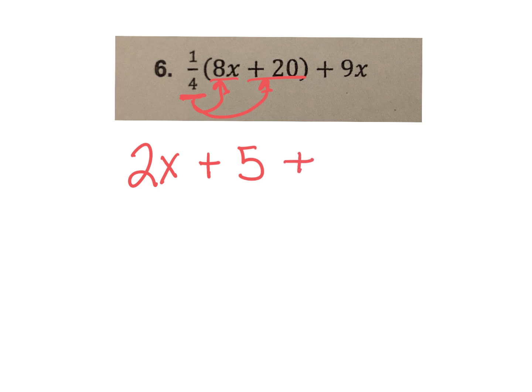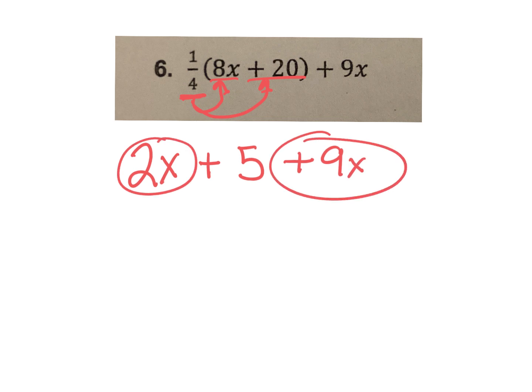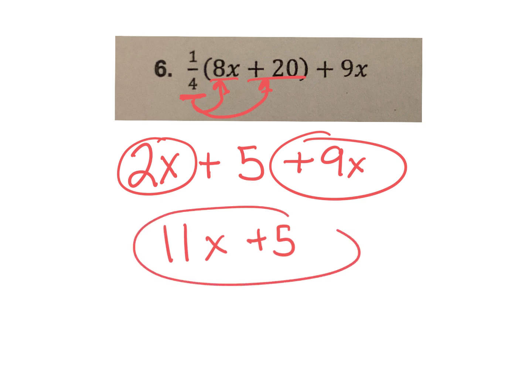And then I bring down my plus 9x. Now I'm going to put these two things together, which would be 11x. And then I'm going to put the 5 down there. They are unlike terms, so I can't put them together anymore. And that is my answer.